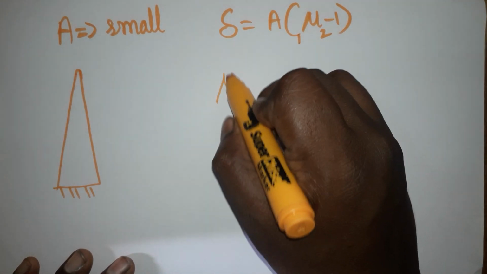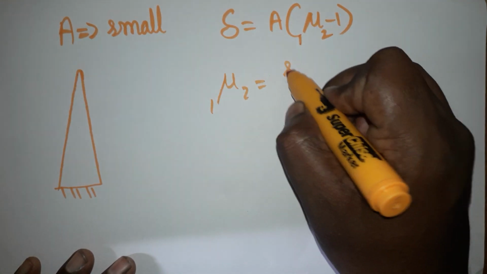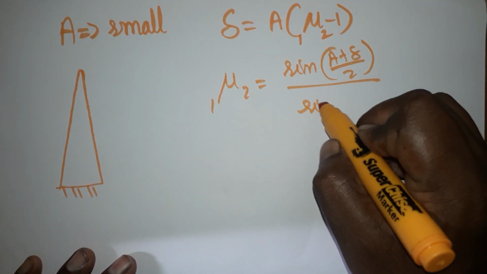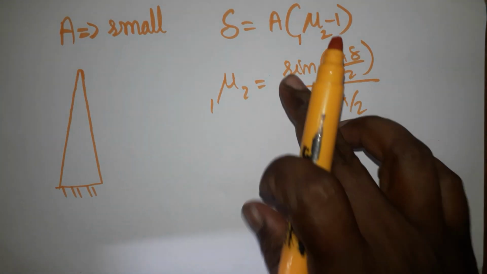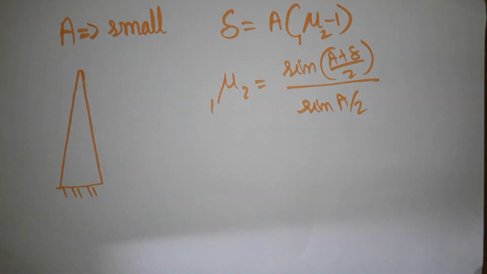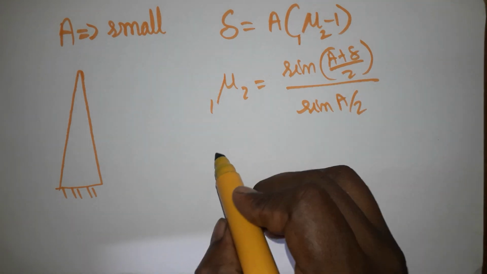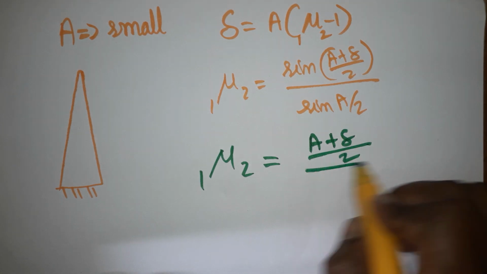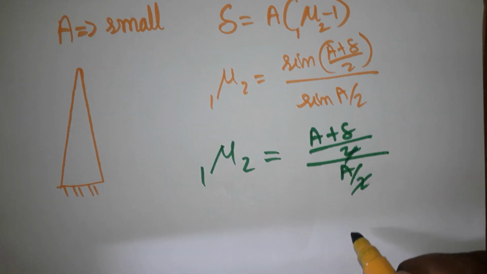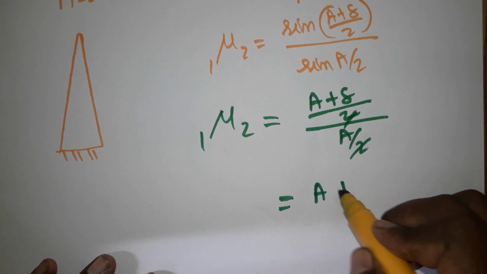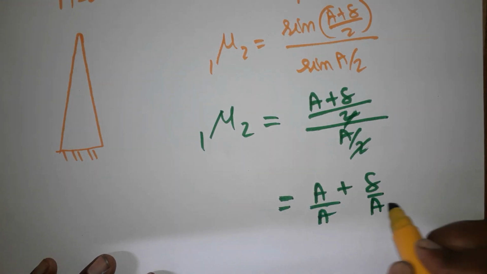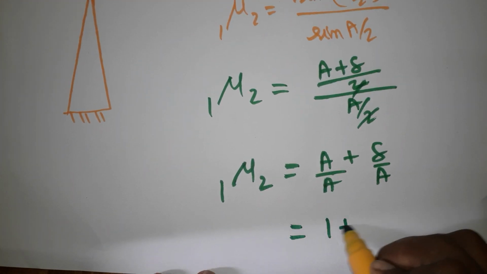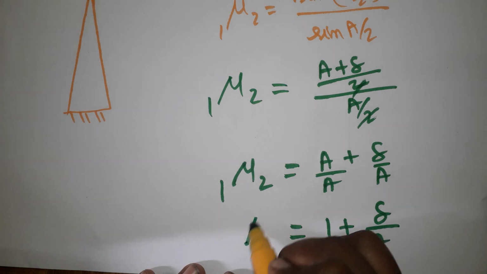See here, we know the prism formula: refractive index of 1 to 2 is equal to sine of (A plus deviation) divided by 2, divided by sine of A divided by 2. When the angle is small, sin theta is approximately equal to theta. So sin theta becomes theta, and the refractive index of 1 to 2 is equal to (A plus deviation) divided by 2, over A divided by 2. The 2s get cancelled.